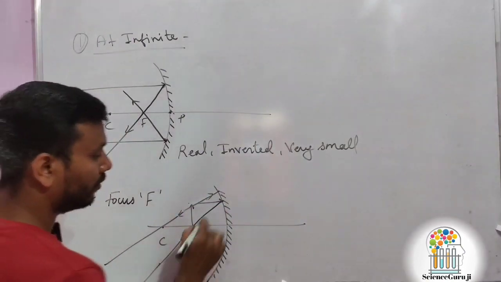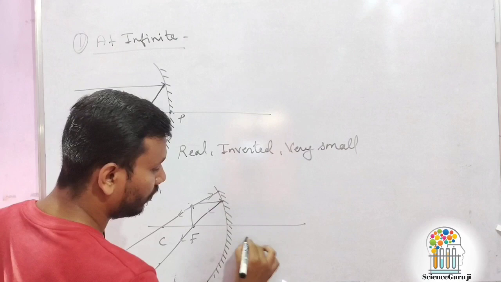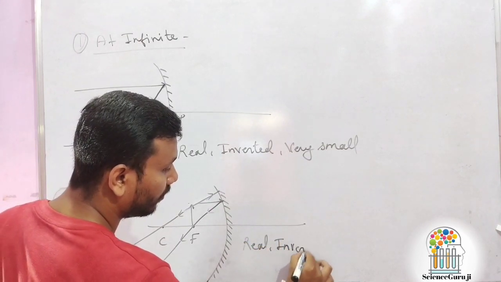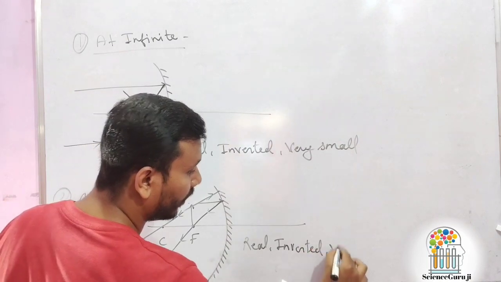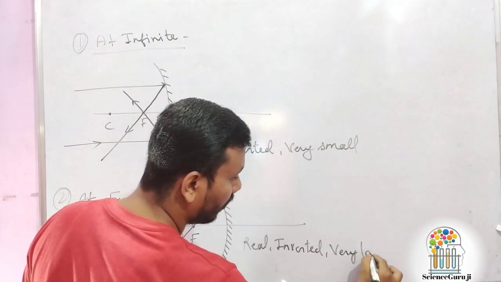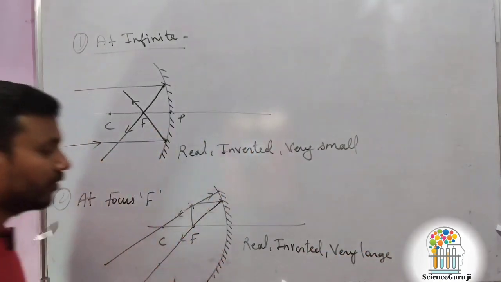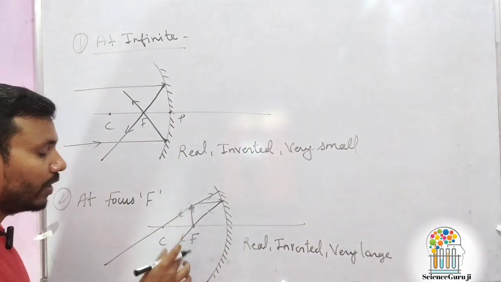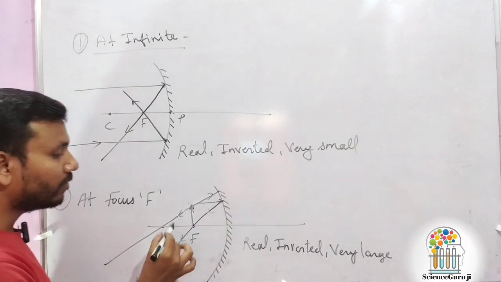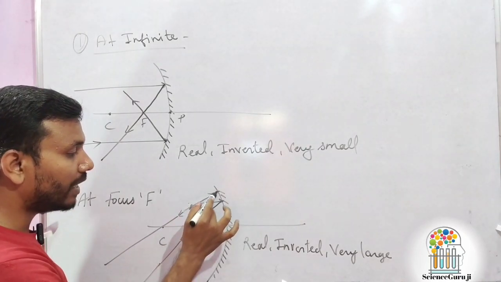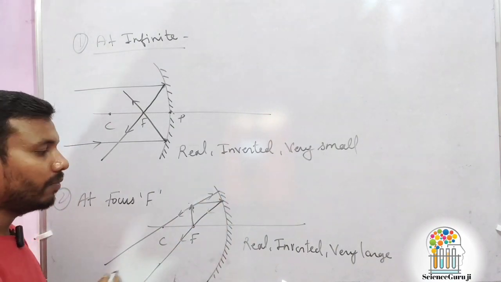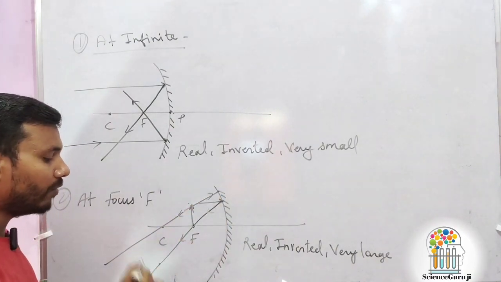Goes back. Okay. So real, inverted, and very large. If an object is placed at the focus, then the light, after striking the surface, goes back in the same direction, but the image forming here is very large.